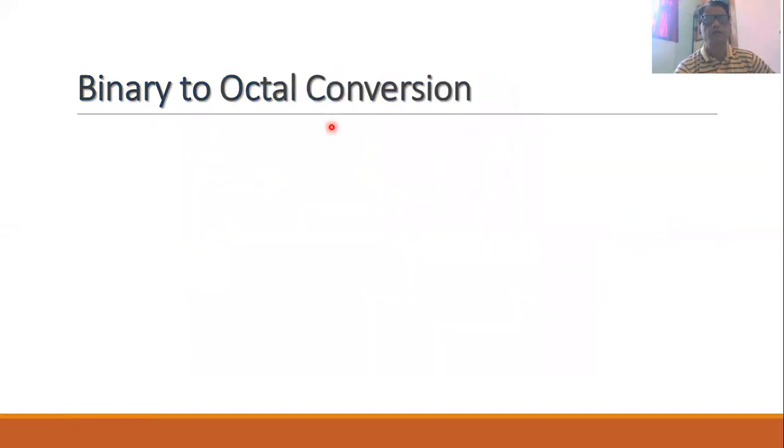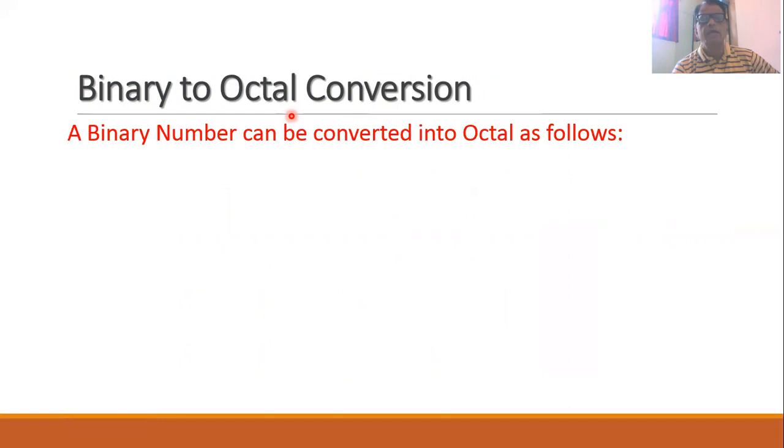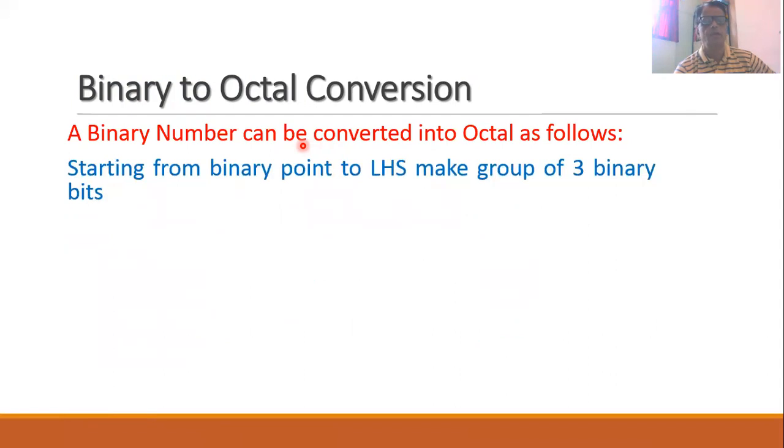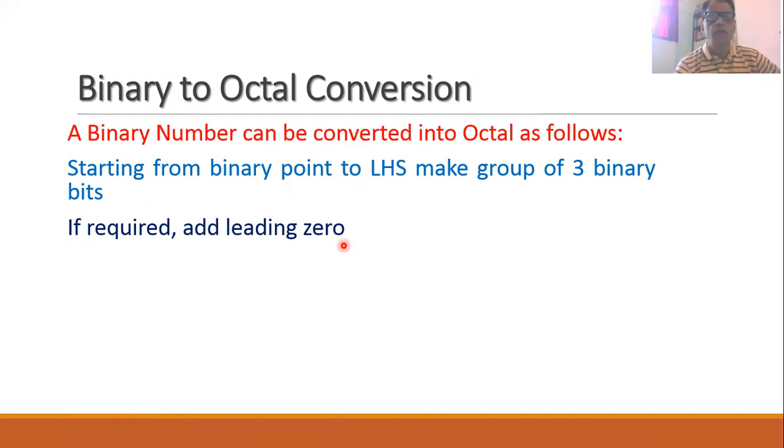Now let us go for another conversion, that is binary to octal conversion. Any given binary number can be very easily converted into its octal equivalent. For this, you have to take your binary number and start from the binary point. First of all, you go to the left hand side and make groups of 3 binary bits. Sometimes you will find that the binary bits are insufficient in some group, and in such a case we can add zeros if required, and these zeros are called leading zeros.